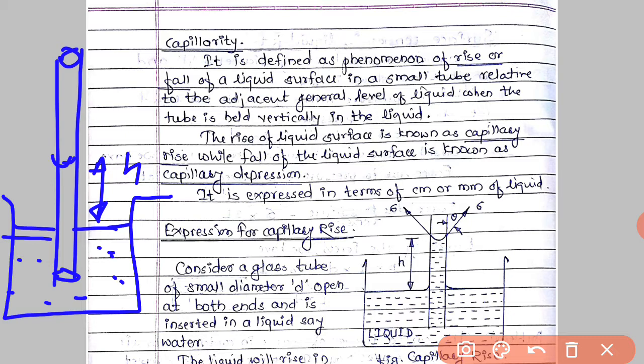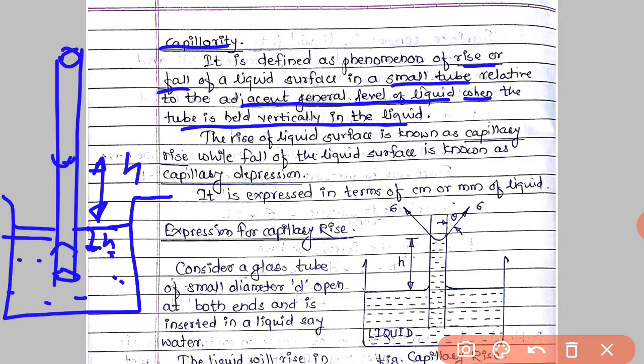Or if the liquid level in this tube falls below the general level of liquid, this is called capillary fall. Or see here, this distance from the general level will be the capillary fall. So now see the definition of capillarity. Capillarity is defined as the phenomenon of rise or fall of liquid surface in a small tube relative to the adjacent general level of liquid when the tube is held vertically in the liquid.